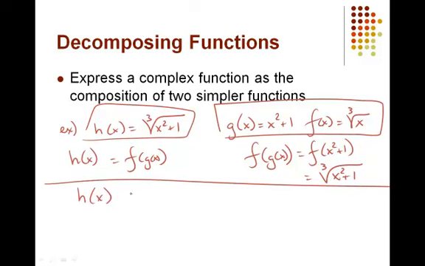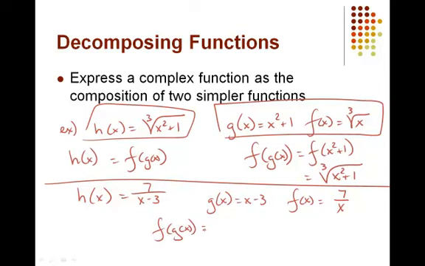If I tell you that h of x is 7 over x minus 3, can you think of two functions that might have been combined to create that? I'll give you a minute. Okay, what I did was I said that if g of x is x minus 3, and if f of x was just simply 7 over x, then when I do the composite, I am putting 7 over x minus 3. Again, take a look at a couple of the examples in the text.